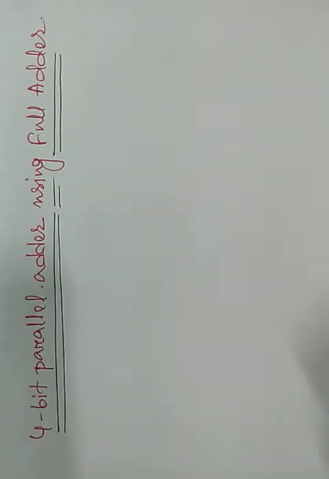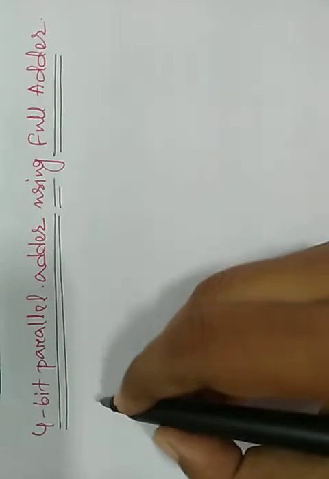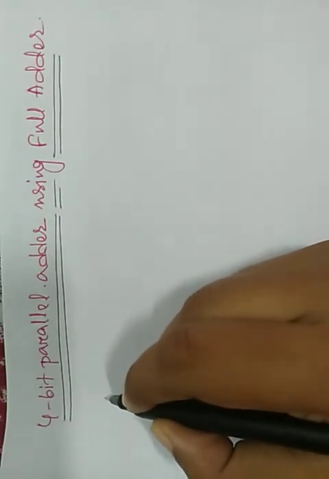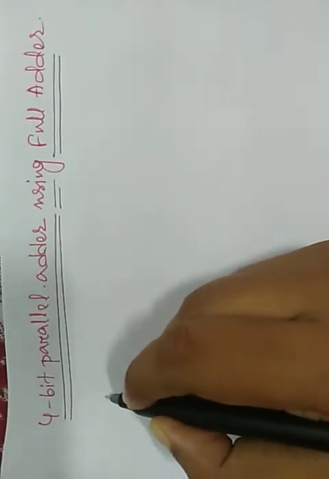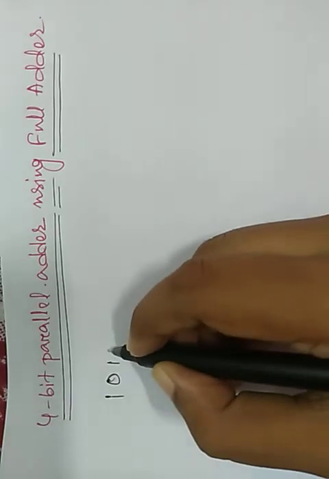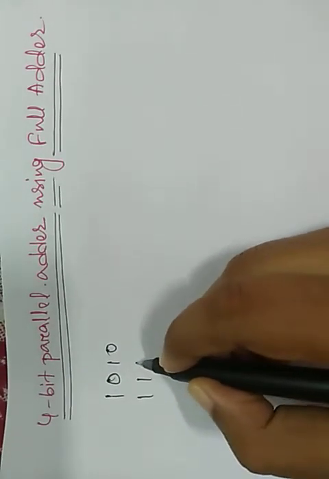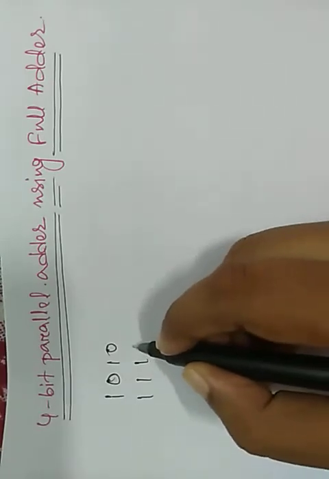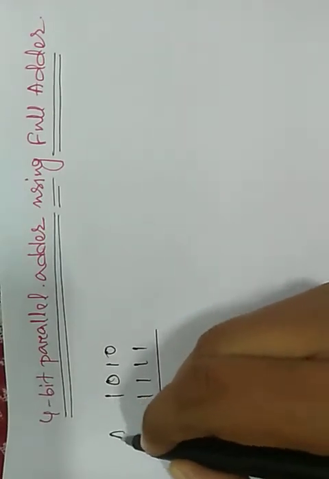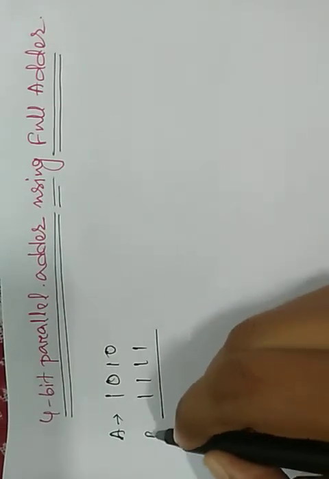In this video we are going to learn how to create a full adder to add two binary 4-bit numbers. In our normal concept, let us see an example. Suppose we are adding 1 0 1 0 and 1 1 1 1. Suppose this is A and this is B.